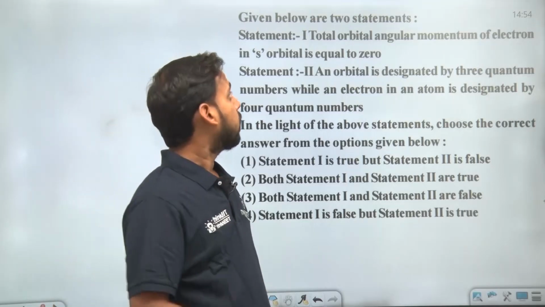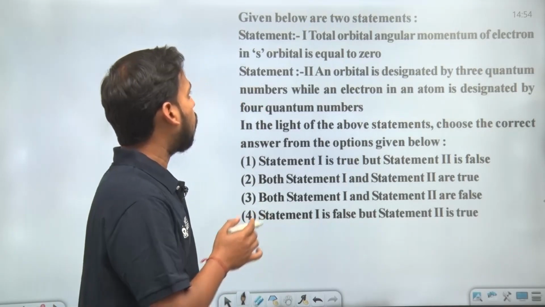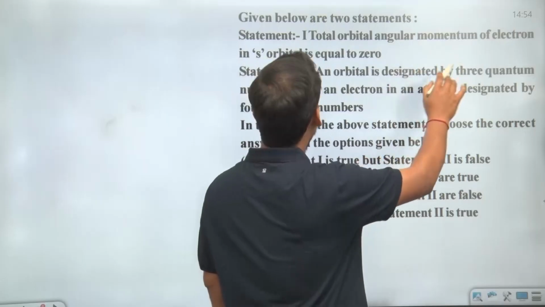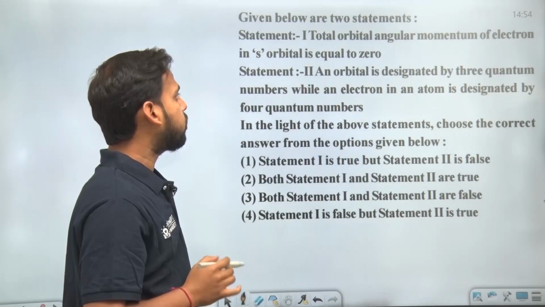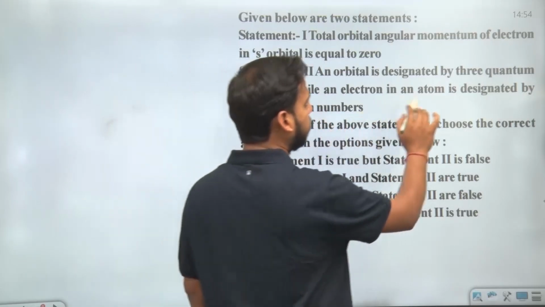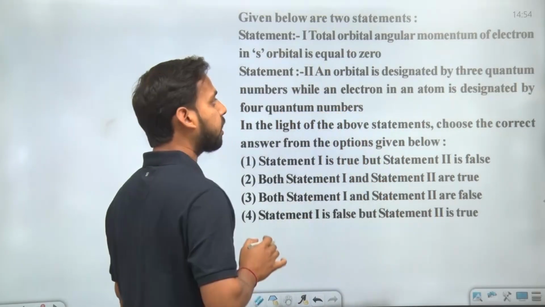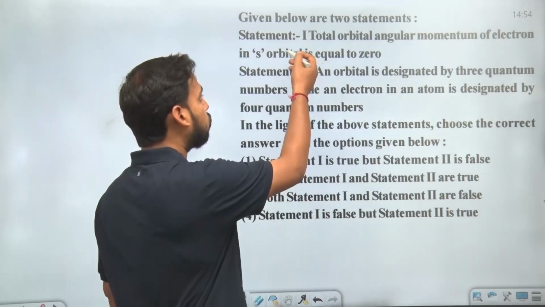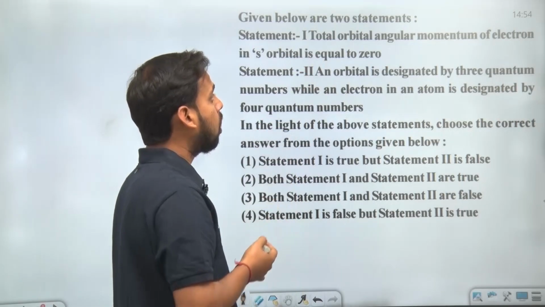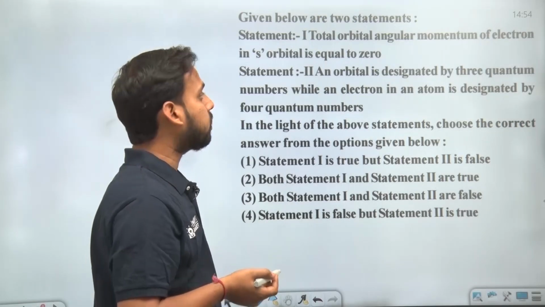Next question, given below are two statements. Statement 1: the total orbital angular momentum of an electron in an s orbital is equal to 0. Statement 2: an orbital is designated by 3 quantum numbers while an electron in an atom is designated by 4 quantum numbers. Based on these two statements, we have to choose which statement is correct and which is incorrect.